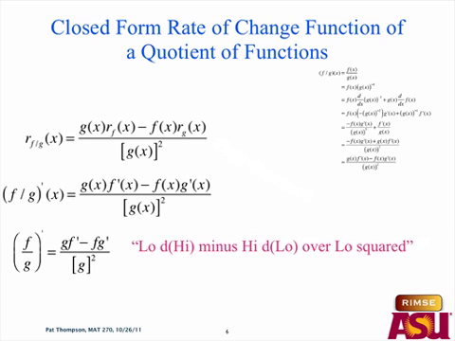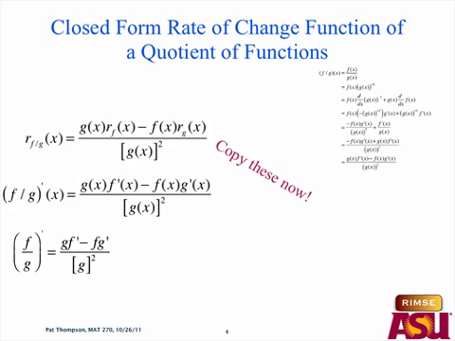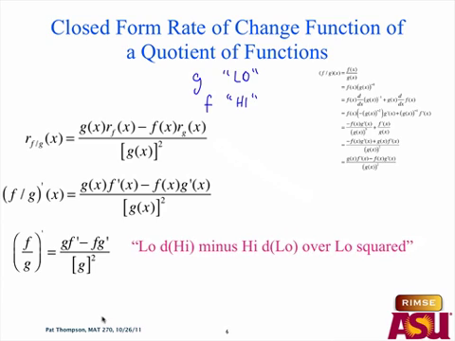So here's a little trick. If you call the g function low, because it's the denominator, right, and the f function high, because it's in the numerator, then you get this little chant: low d high minus high d low over low squared.